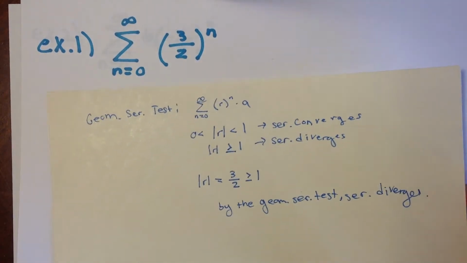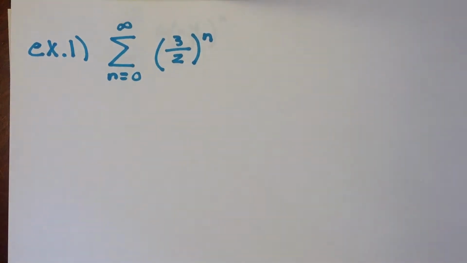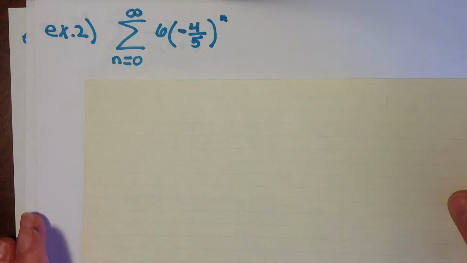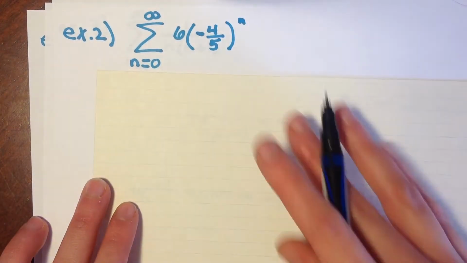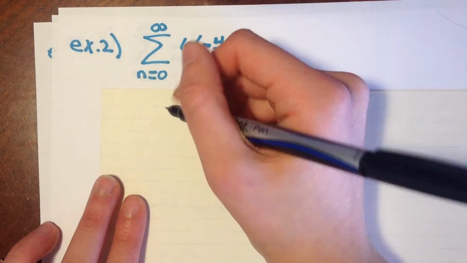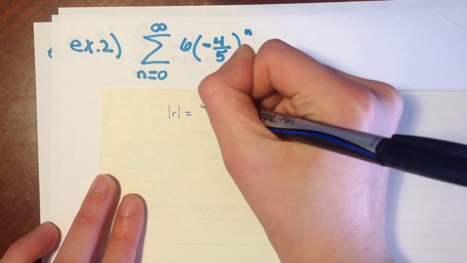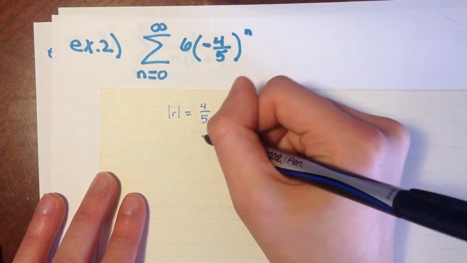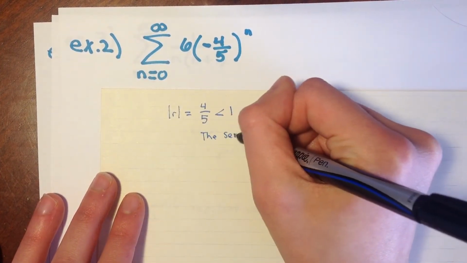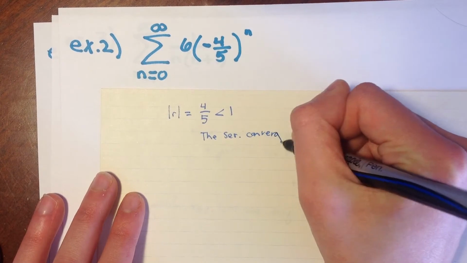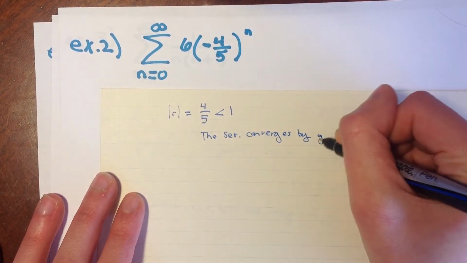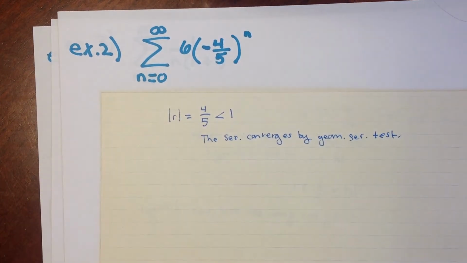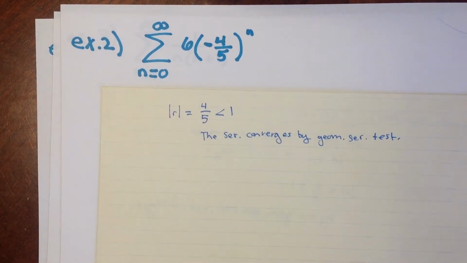Okay, so let's get on to a slightly more difficult example, nevertheless still very basic. So again, we take the absolute value of our r, which is 4/5, so the absolute value of r is equal to 4/5. 4/5 is less than 1, and so the series converges by the geometric series test.